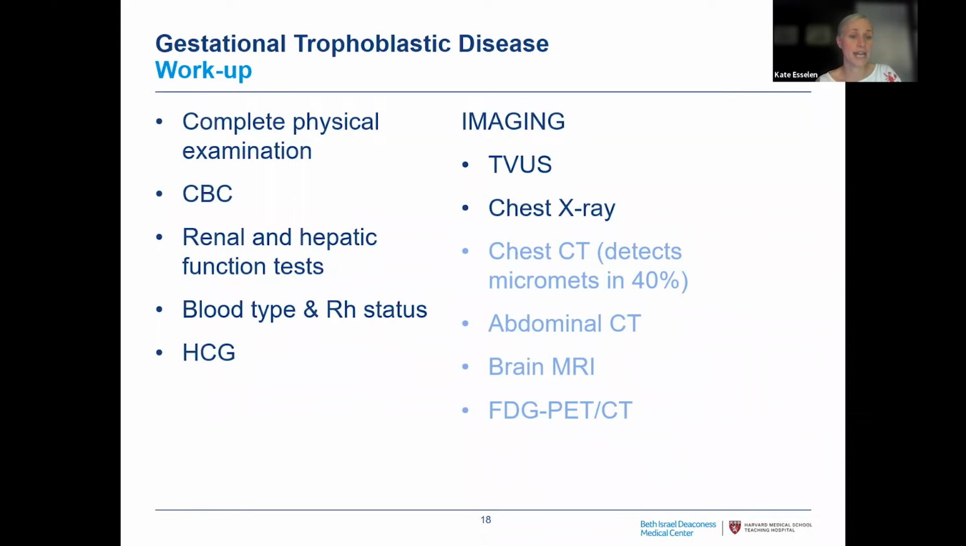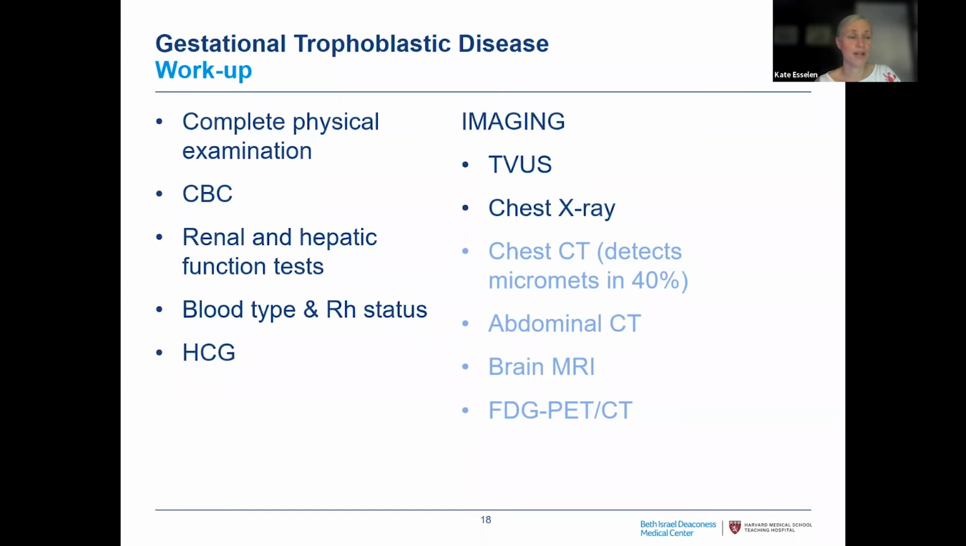You're going to get a CBC again. You're going to get renal and hepatic function tests, also a thyroid test. You're going to type them and get an Rh status. You're going to measure your HCG, which is how they got here. And then for imaging, if you don't have any major concerns based on the workup to the left of the slide, all you have to do is a transvaginal ultrasound again and a chest x-ray.